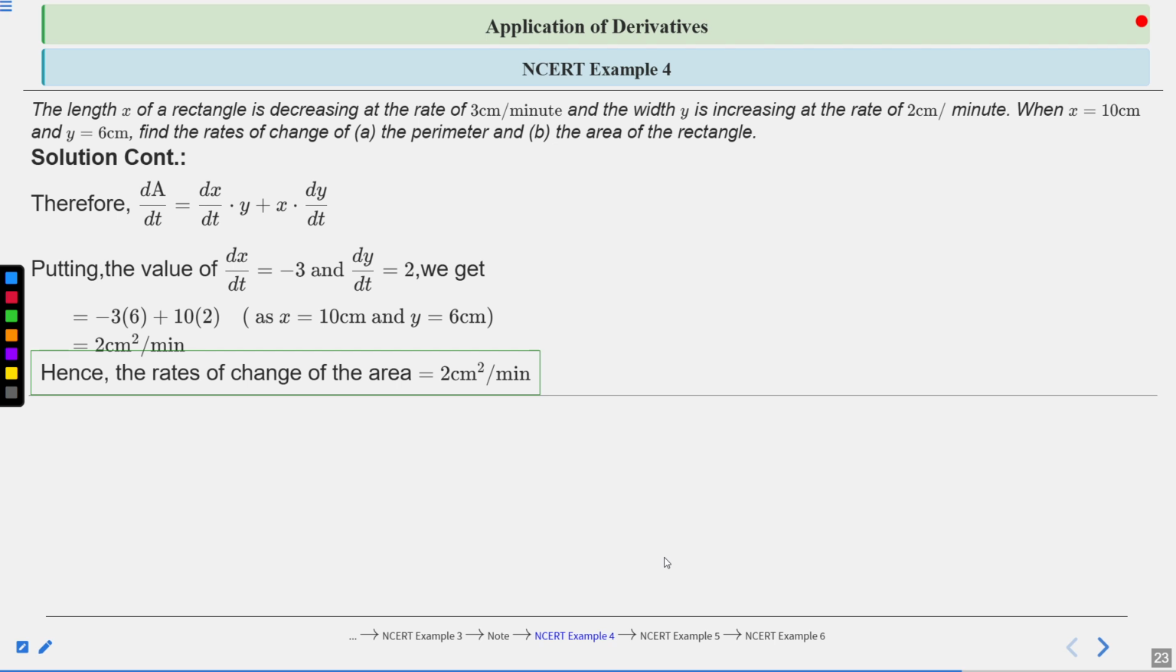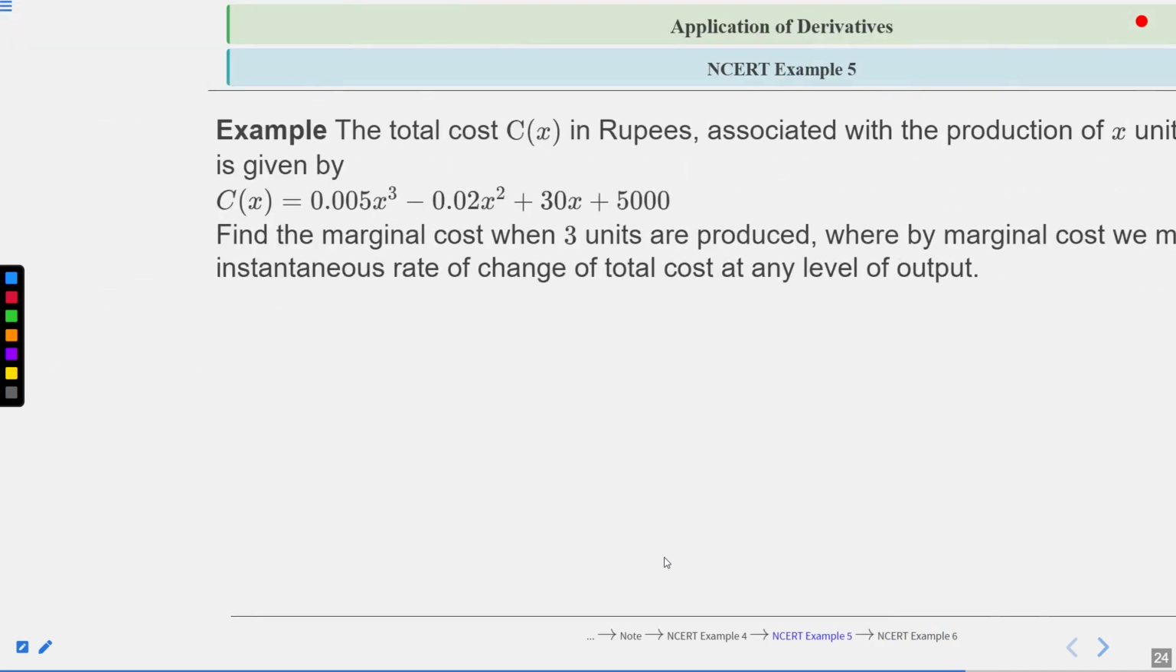Hence, we can say that the rate of change of perimeter will be -2 centimeter per minute and the rate of change of area will be 2 centimeter square per minute. Okay? Let's move to the next example.